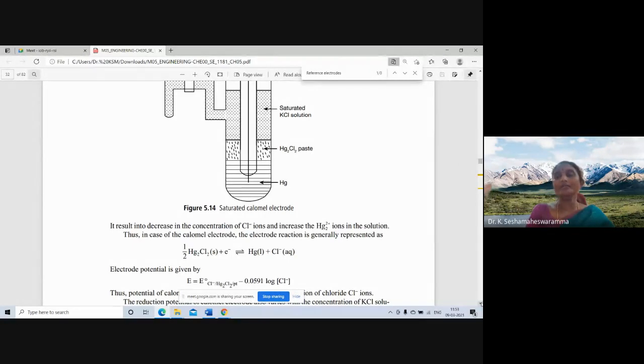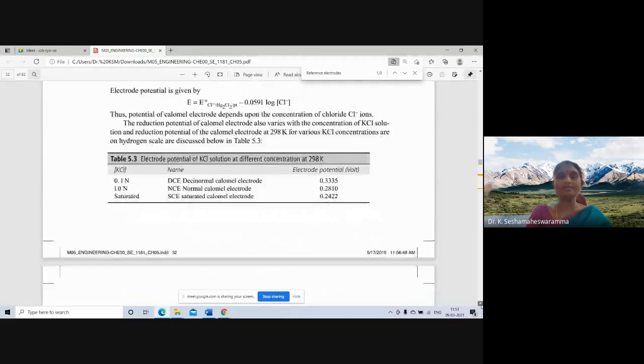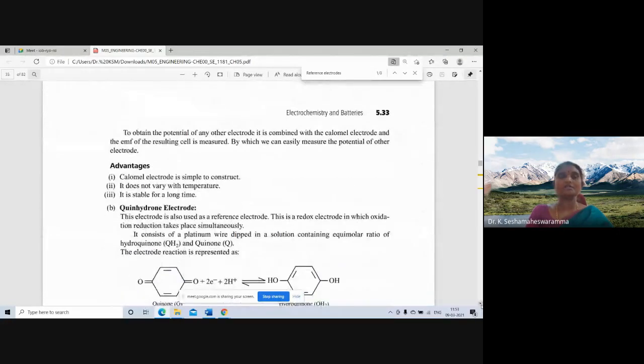Then what are the advantages of calomel electrodes? To obtain the potential of any other electrode, it is combined with the calomel electrode, and the electromotive force of the resulting cell is measured, by which we can easily measure the potential of the other electrode. Because we know the reference electrode potential, from that we can measure the potential of other electrodes.